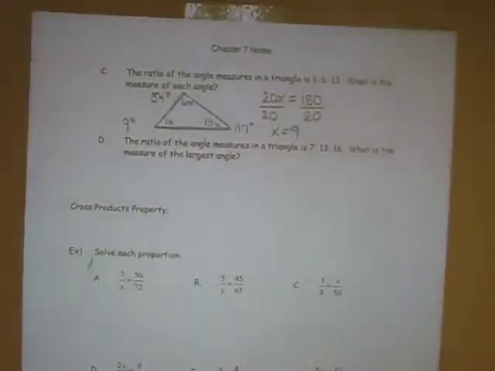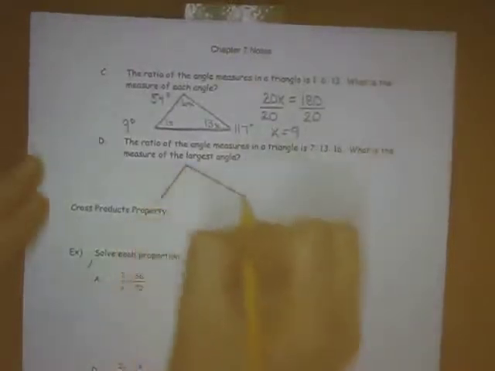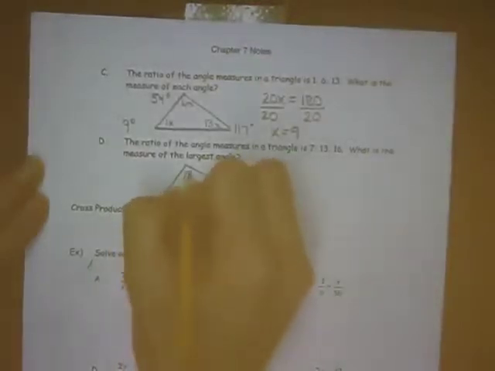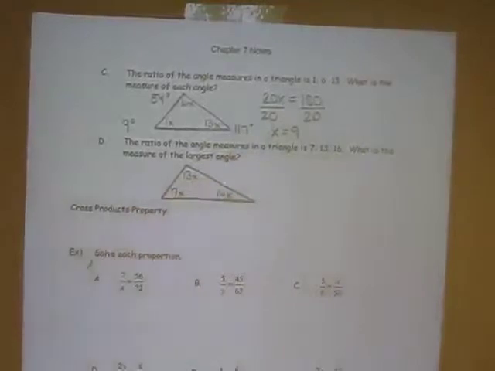Okay, let's try one more of those. The ratio of the angle measures in a triangle is 7 to 13 to 16. What is the measure of the largest angle? So I'm again going to draw a rough estimate of my triangle. Put in my ratio numbers. Because it's a ratio, I'm going to add x's to them.